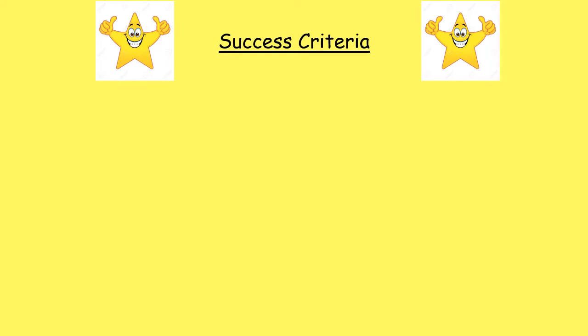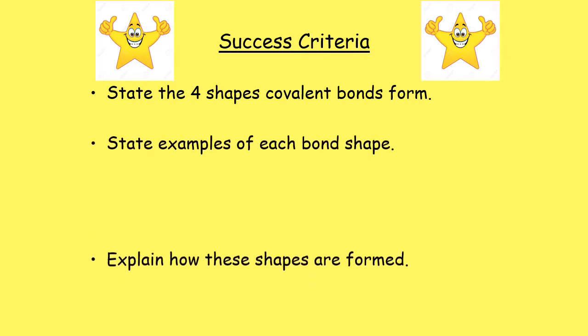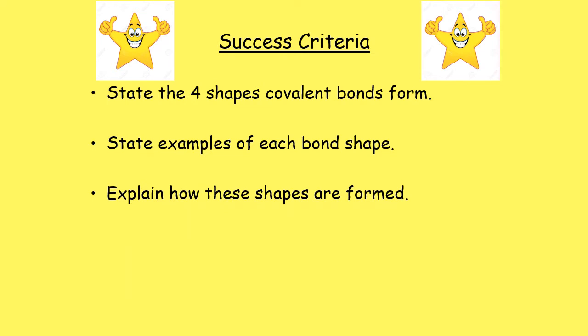So your success criteria for this lesson is to be able to state the 4 shapes that covalent bonds form, to give examples of each bond shape, and to explain how these shapes are formed.